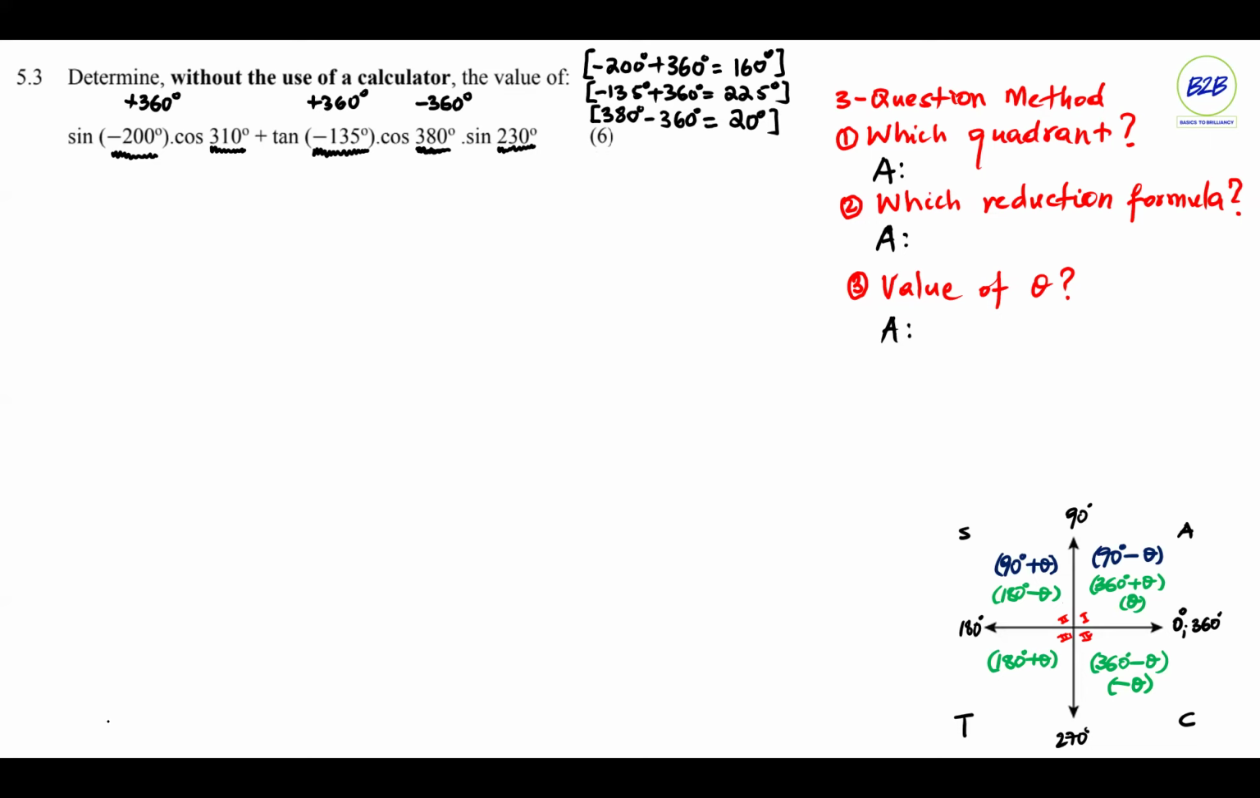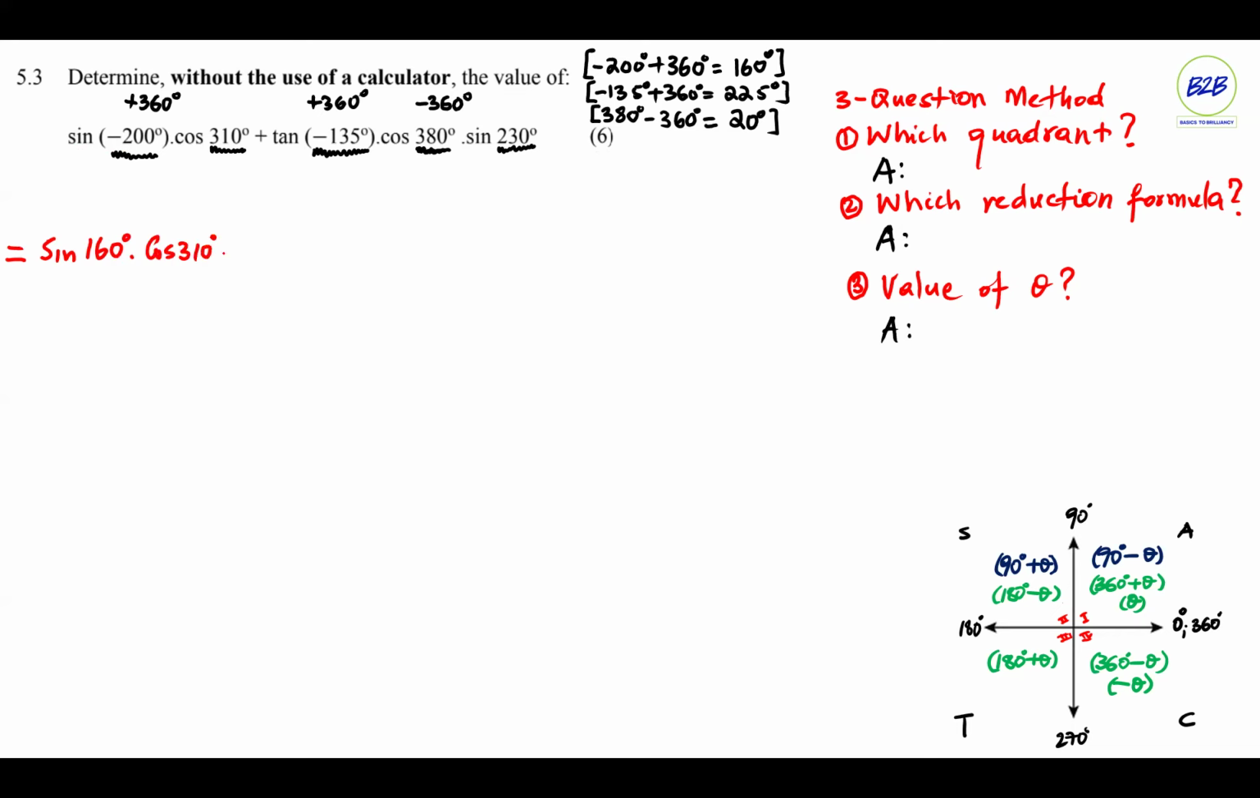All right, let us then write our first step. Within our first step, we're going to say, okay, from sine of negative 200 to sine of 160 degrees. By now, you see where the 160 degrees comes from. You just added 360 to negative 200 degrees. Then we say cos 310 degrees. You keep that as it is for now.